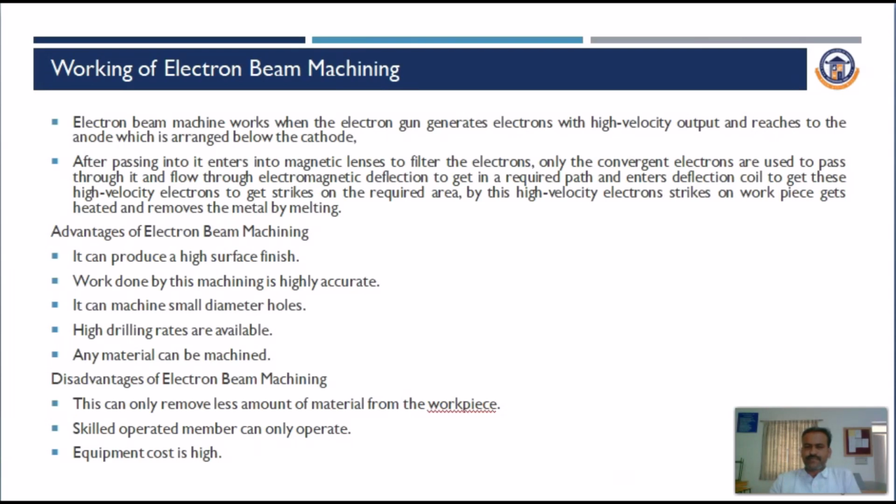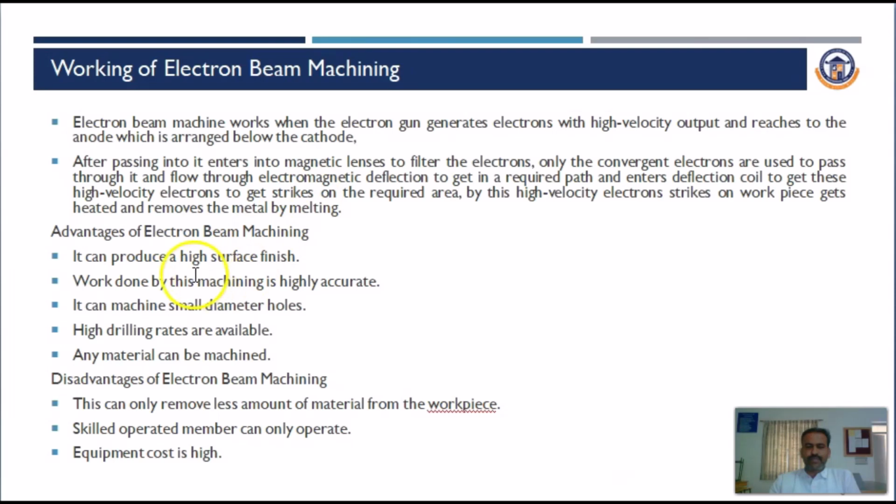Electron beam machining works when the electron gun generates electrons with high velocity output that reach the anode, which is arranged below the cathode. After passing it, they enter the magnetic lens. We discussed the same thing. We pass the electromagnetic rays to the lens and adjusting mirrors. We focus on a particular point, and the metal at that point is automatically removed.